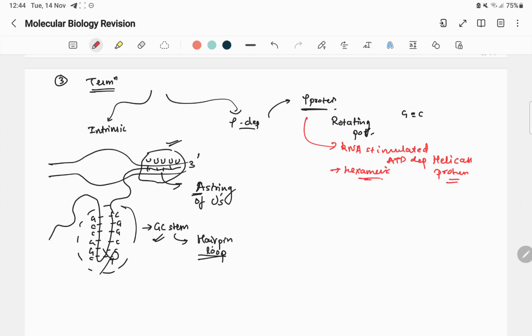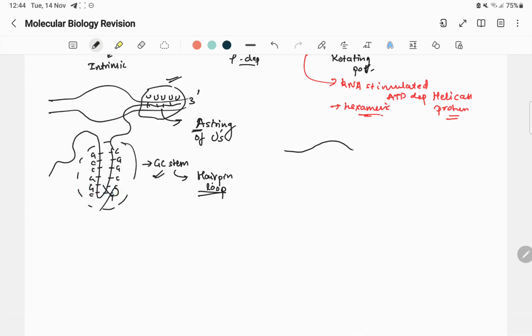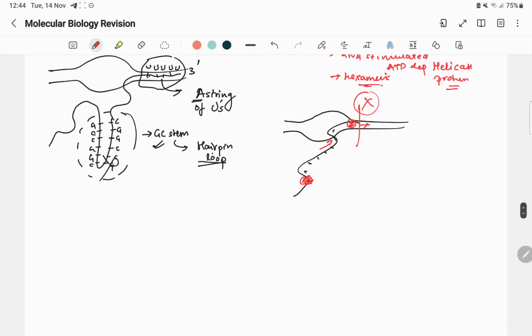How it stops transcription: it binds towards the 5' end and blocks the formation of the transcript. Generally it is hexameric, it binds to here, and when it reaches here, it blocks the process. The transcription is blocked here.